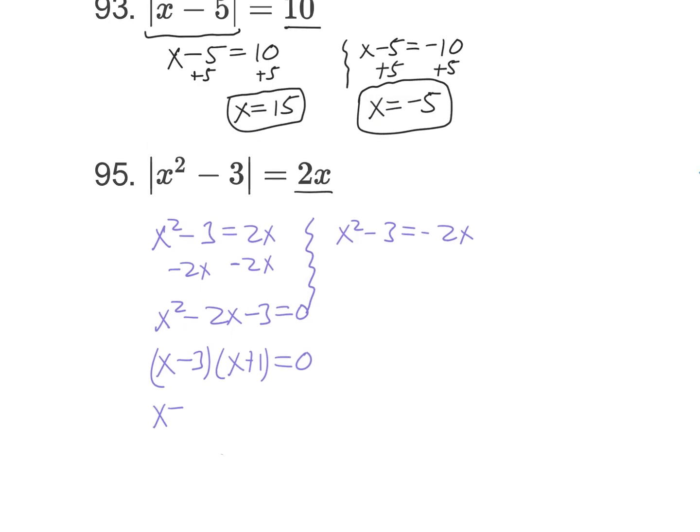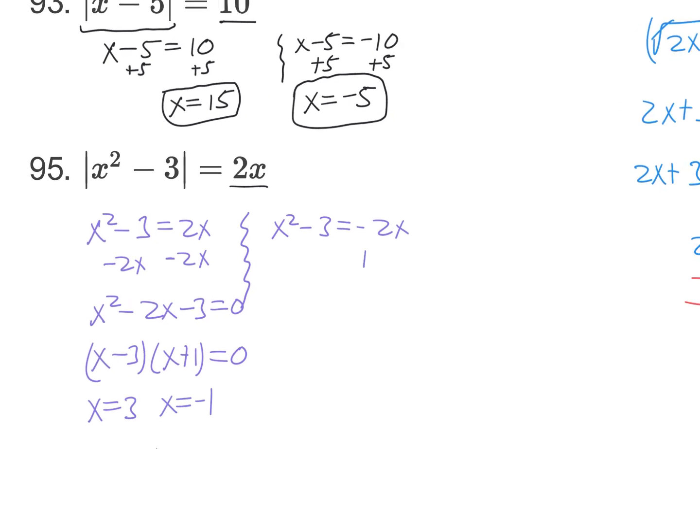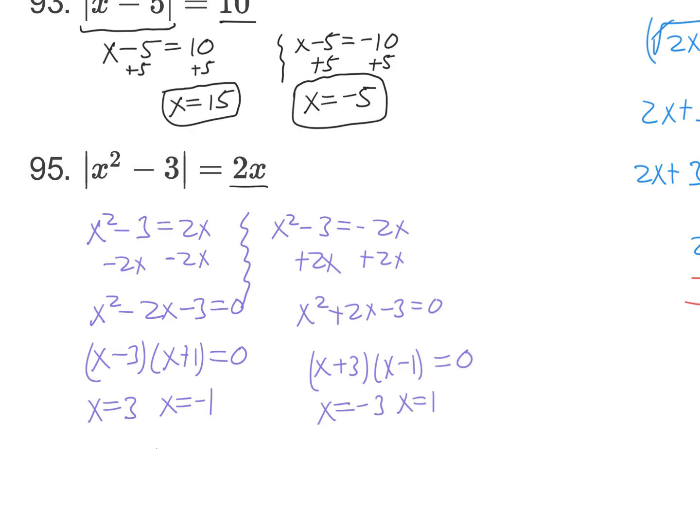All right, so then I get x equals 3 and x equals negative 1. And then doing the other side, I can add 2x. So I have x squared plus 2x minus 3 equals 0. And so I get x minus 3, plus 3, and then x minus 1 equals 0. So then I get x is negative 3 and x equals 1, right?